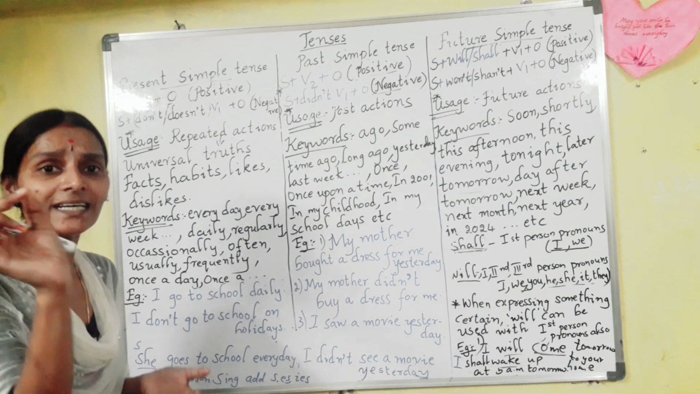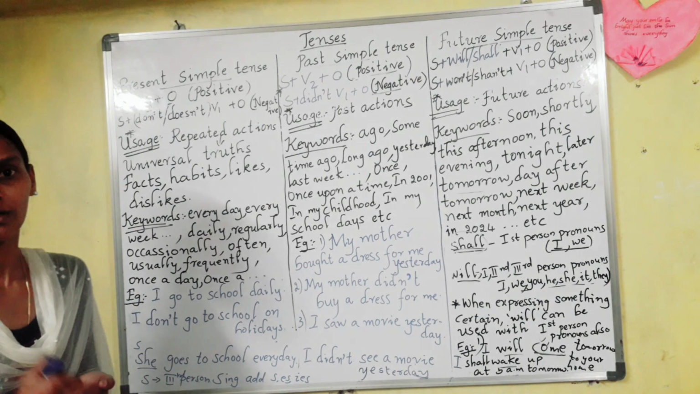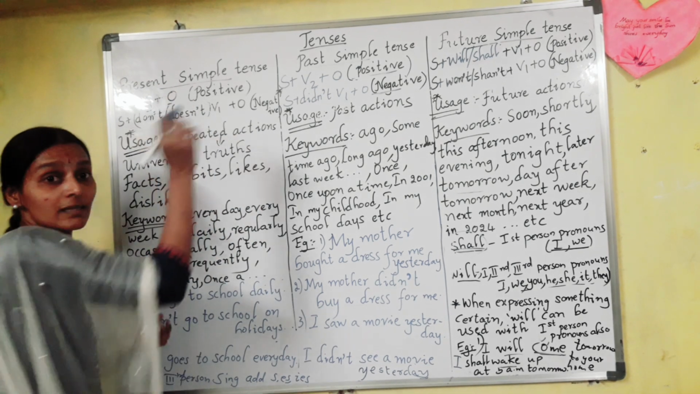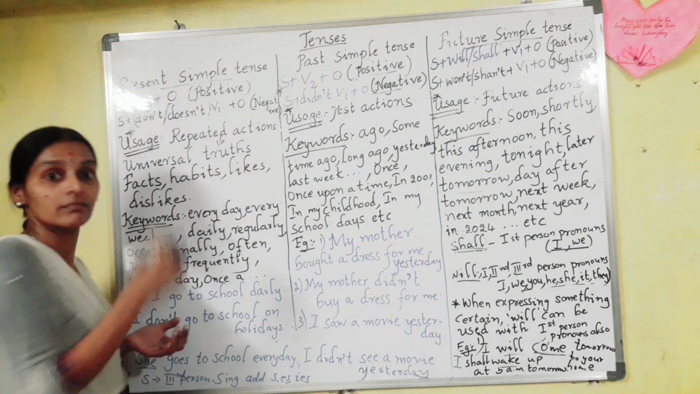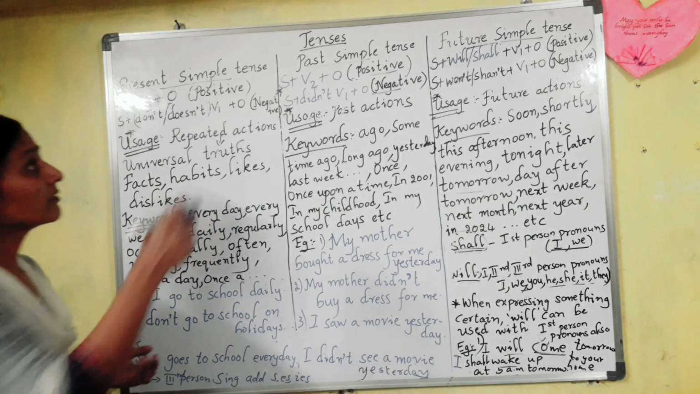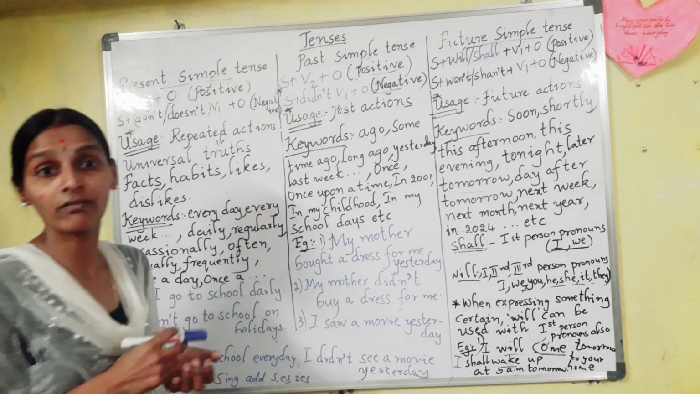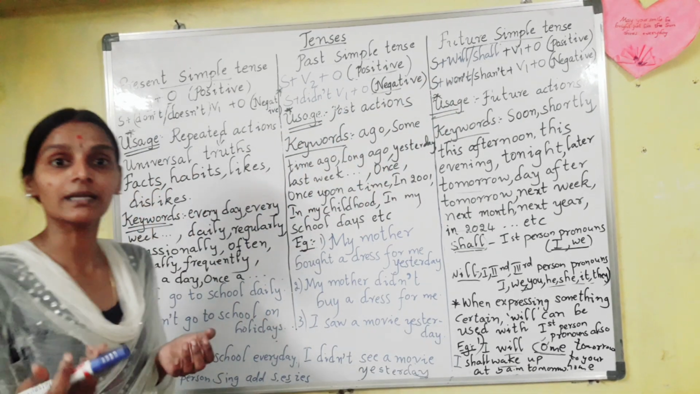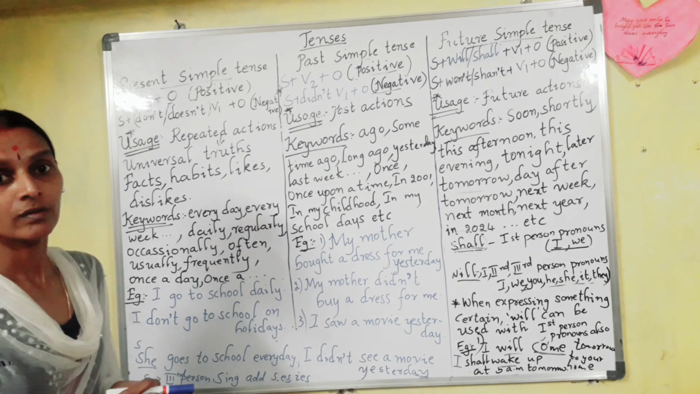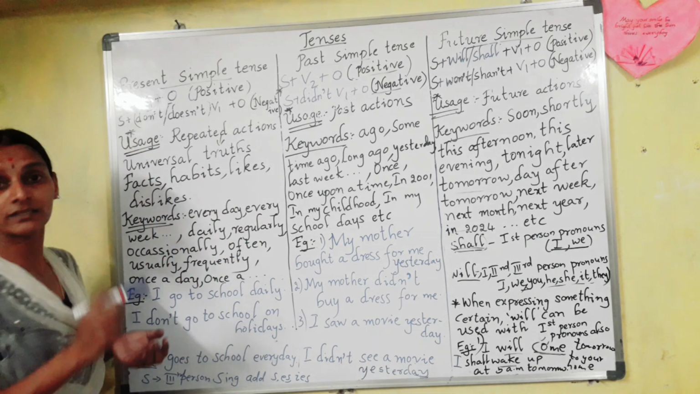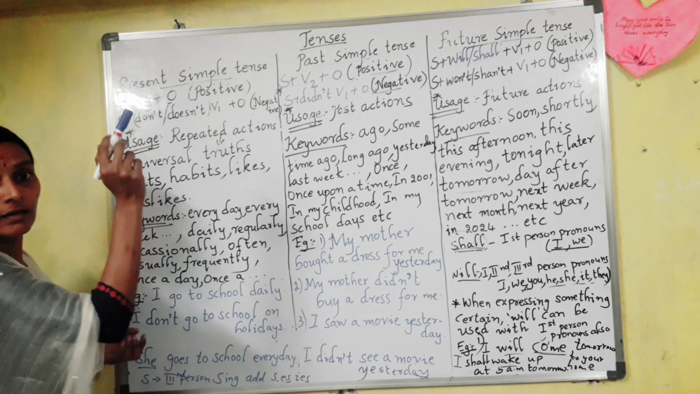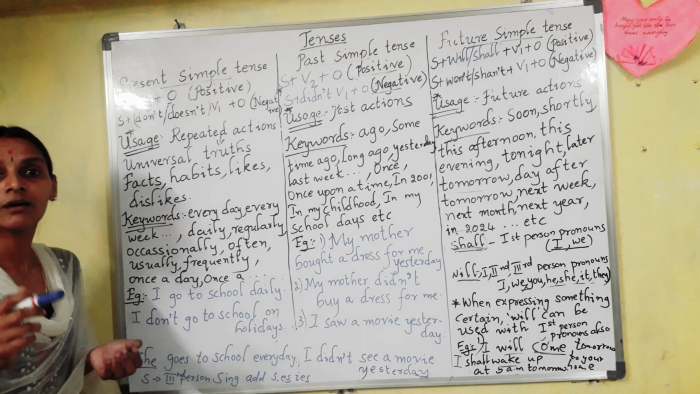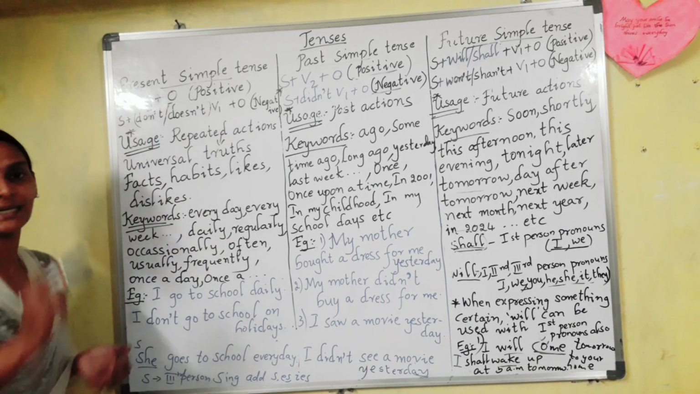See, every sentence has a structure. If it is written in present simple tense, the sentence will have its own structure. For past simple tense, the sentence will have its own structure. And for future simple tense also, the sentence will have its own structure. So, we are going to learn that structure. Now, present simple tense. What is the structure of a sentence in present simple tense?